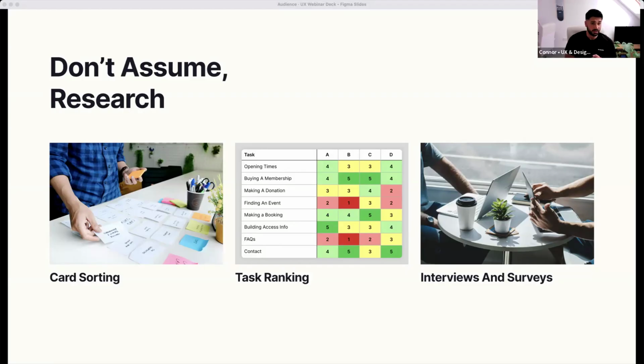You can ask separate users to perform tasks such as access FAQs or buy a ticket or find building access information, and they would rank the ease or the efficiency of that task with a simple number and a color code. And it just helps to give really visual feedback to different areas where you could improve.